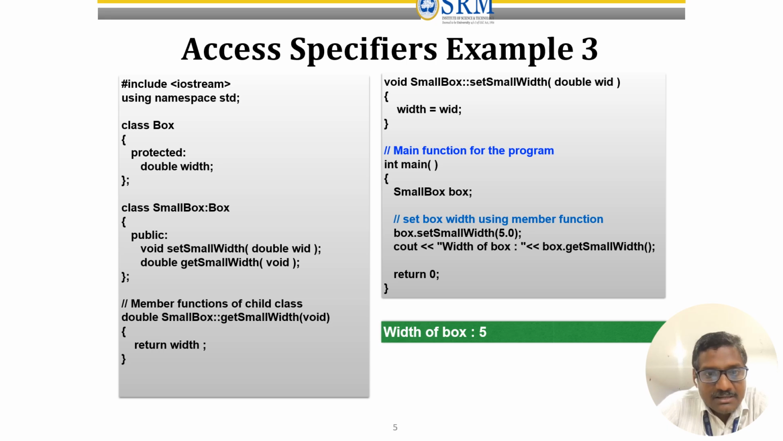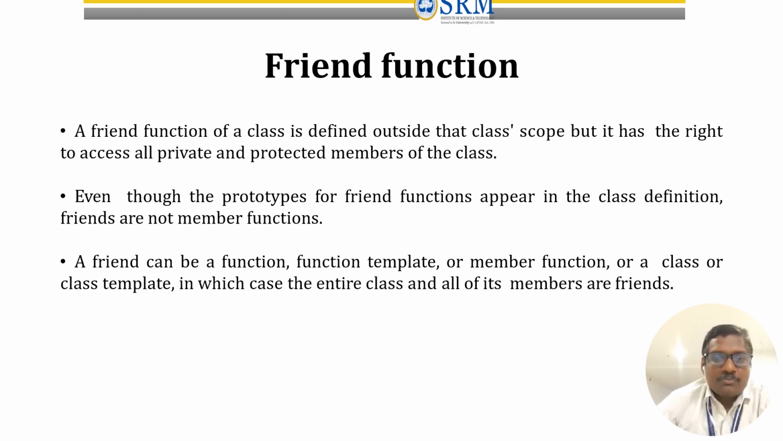As a result, you could access the protected members, because between the two classes we will be able to access them. Now come to the interesting topic, friend function.